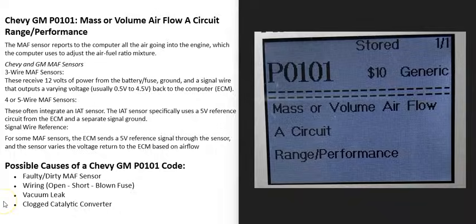So today I'm talking about a Chevy or GM with the P0101 code, what it is and how you could go about fixing it. And so what is the P0101 code? Well, it's a mass or volume airflow A circuit range performance. And so what does this mean?